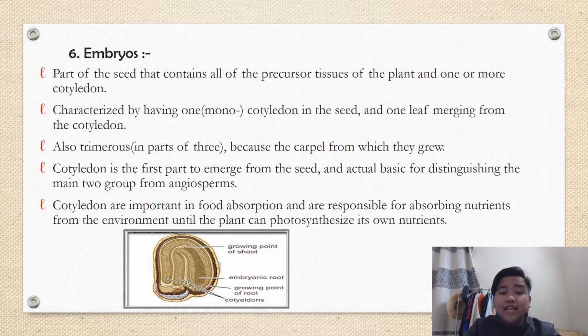The cotyledon is the first part of the plant to emerge from the seed and is the actual basis for distinguishing the 2 main groups of angiosperms. Cotyledons are important in food absorption and are responsible for absorbing nutrients from the environment until the plant can photosynthesize its own nutrients.